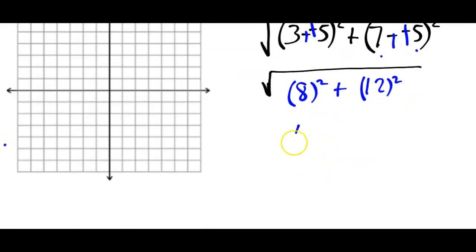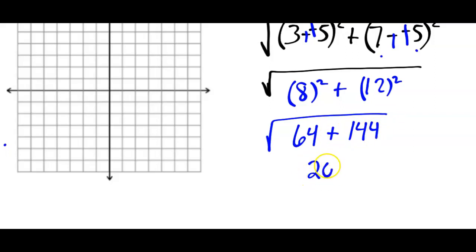8 squared is 64. 12 squared is 144. And 64 plus 144 is 208. Now, that is the square root of 208. So, I need to approximate that. I need you to do that on your calculator. You're going to take the square root button, type in 208, and hit equals.